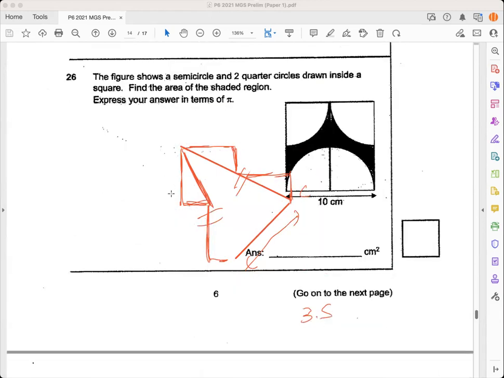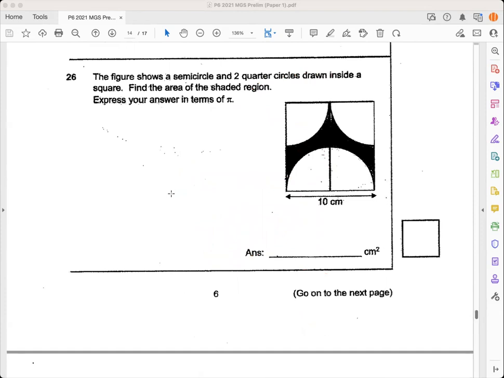Let's do question number 26. The figure shows a semicircle and 2 quarter circles drawn inside a square. Find the area of the shaded region. Okay, the approach is this: you find the area of the square minus away the unshaded part. These 4 unshaded parts make 1 circle because they are quarter circles with the same radius. So the 4 quadrants have an area of a circle with radius 5.